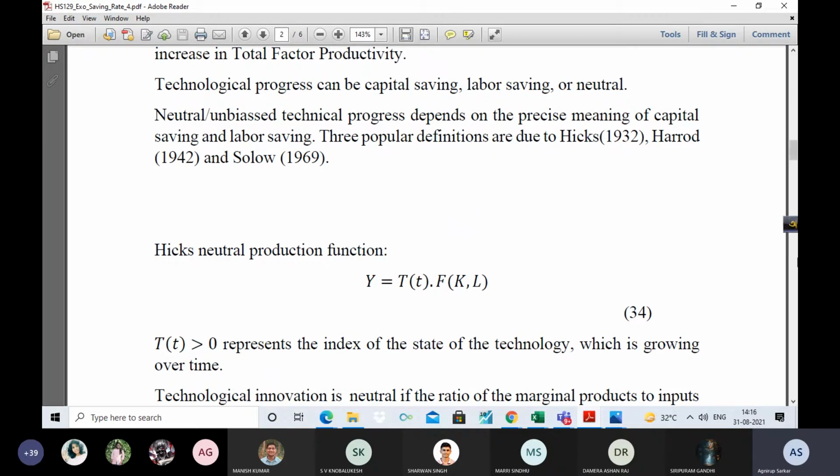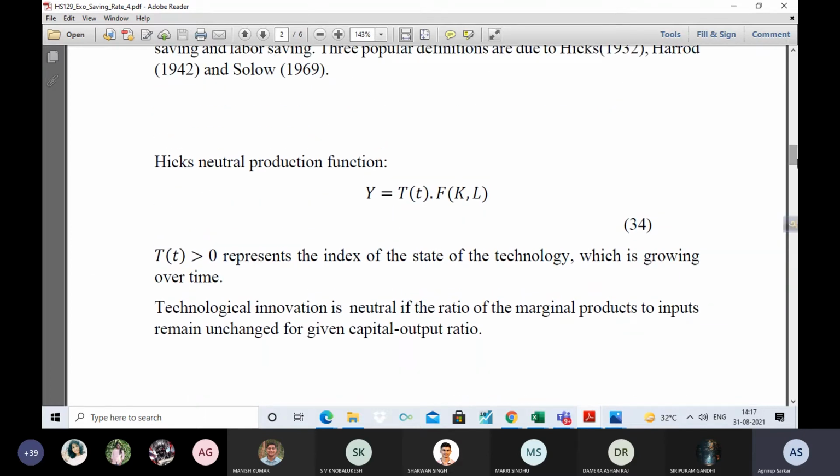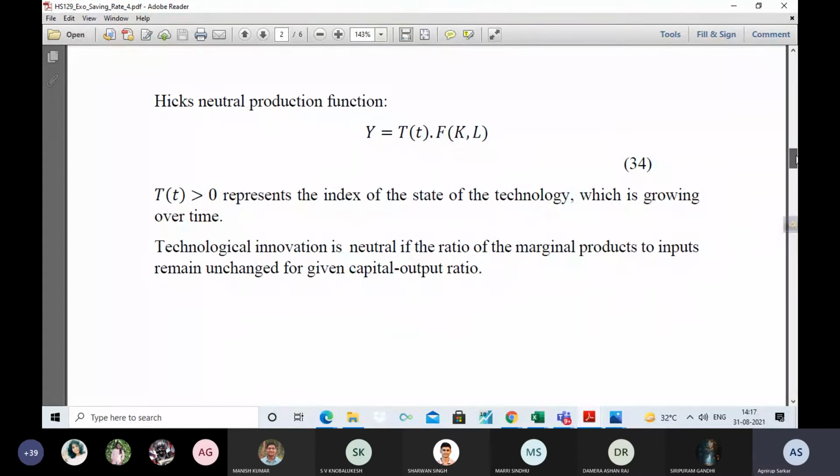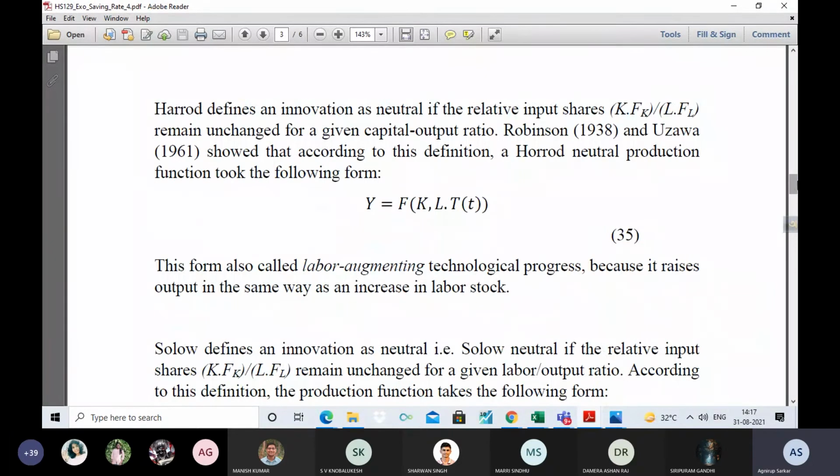Okay, so now the next kind of neutral technology, the idea was put forward by the economist Harrod in 1942. That was 10 years after Hicks came up with his idea of neutral technology. So Harrod defined an innovation as neutral if the relative input shares, that is K times Fk by L times Fl, remain unchanged for any given capital to output ratio. Now notice the difference.